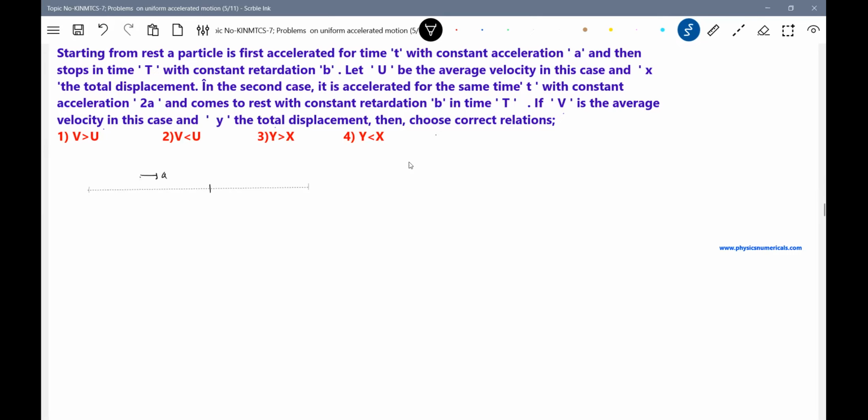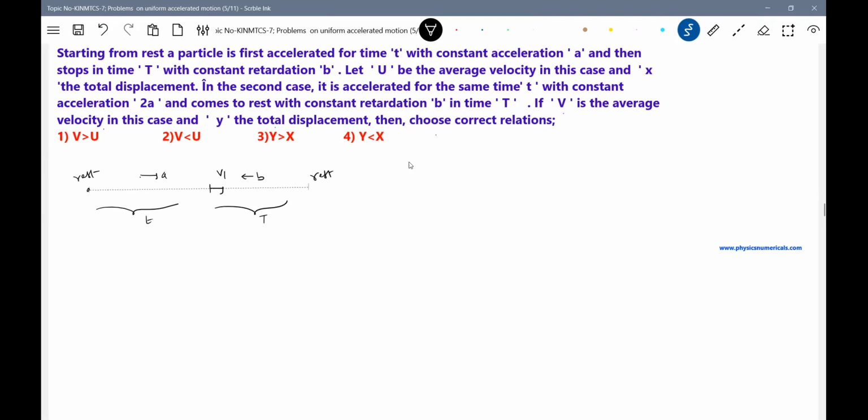Acceleration A, then it will undergo retardation B. For time t, it will accelerate. Then for time capital T, it will retard. The particle was at rest. Again, it will come to rest. Let it acquire a velocity, say v1.